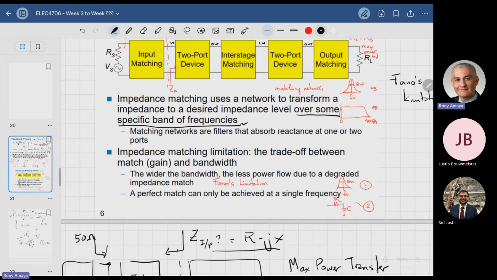Impedance matching limitations are a trade-off between gain and bandwidth. The wider the bandwidth, the less power you have for the greater impedance match. And at the ultimate limit, you have what's known as a fundamental limitation. And a perfect match, this is extremely important: a perfect match can only be achieved at one single frequency.